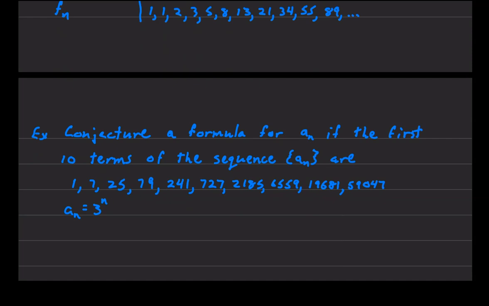Sorry, got to write that a little bit differently. There we go. 3 to the n minus 2. And then we can say for n greater than or equal to 1 and less than or equal to 10, and that would give us our specific sequence.